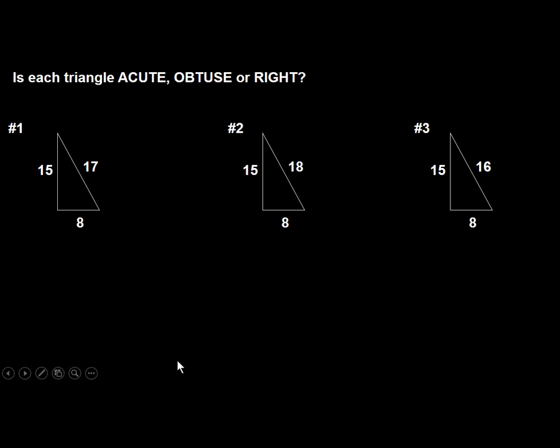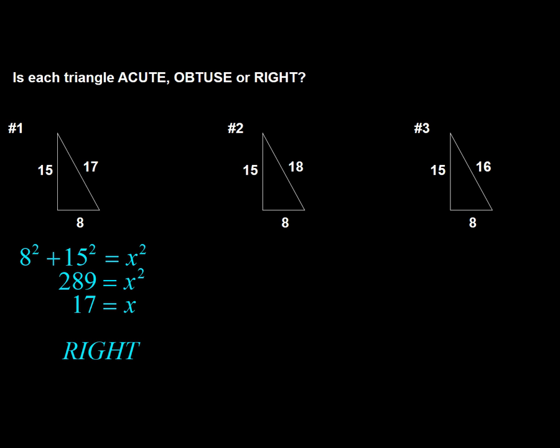So again, what we're going to do in the first problem is ignore the hypotenuse. We're going to pretend we don't see the 17, and we'll do the Pythagorean theorem with the 8 and the 15. So we do 8 squared plus 15 squared. We get 289, and then we take the square root, and it turns out that it is 17. Hey, these numbers match. What does that mean? What kind of triangle is it? That's a right triangle. These numbers follow the Pythagorean theorem, which means it's a right triangle.